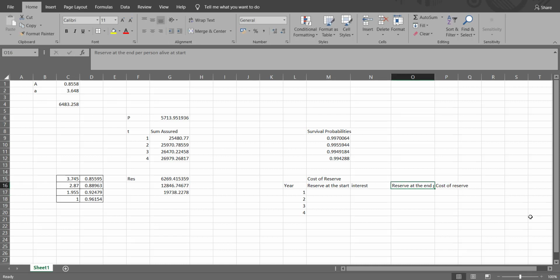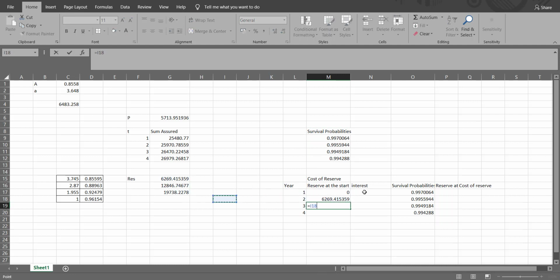Okay, so also finally you can calculate the cost of reserve. And actually you can also add the survival probability here so that every calculation is quite obvious in terms of what you have done. So you can just take these survival probabilities and just put them here, right? Okay, so what is the reserve at the start of year 1? 0. At the start of year 2, you have this reserve. This is the reserve that you had calculated. At the start of year 3, you have this reserve, and at the start of year 4 you have this reserve, right?